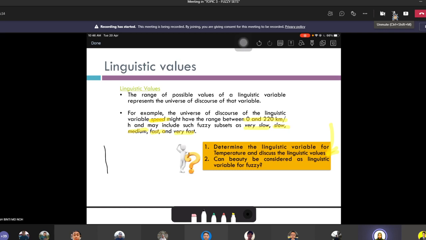Tetapi bila kita nak letak dia dalam bentuk graph, apa value dia dekat sini? Apa universe of discourse dia? Dia tak ada unit. Okay. Kalau speed tadi kita tahu unit dia kilometer per hour contoh. Okay. Kalau temperature apa unit dia? Degree Celsius, Kelvin, Fahrenheit. You boleh ada numbers kan dekat situ. Tapi kalau beauty? Boleh? Tak berapa sesuai kan?